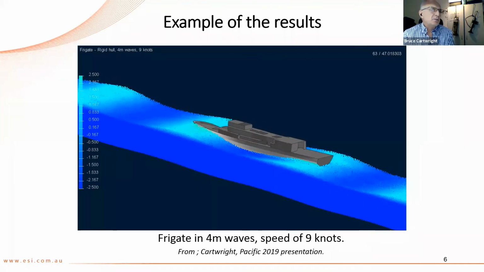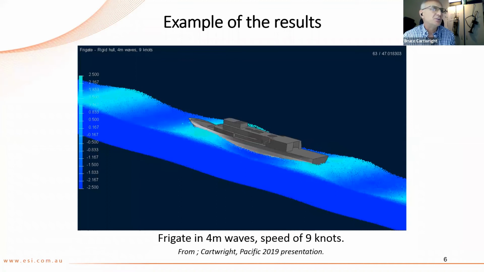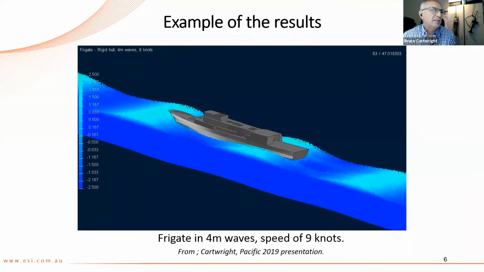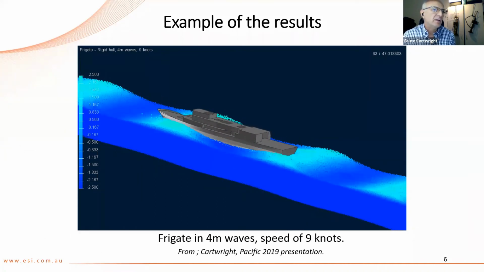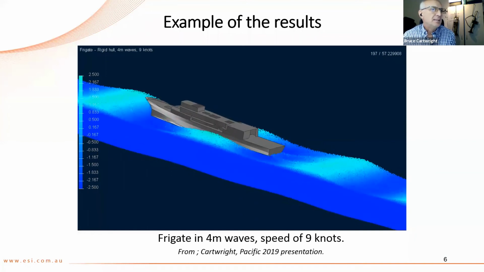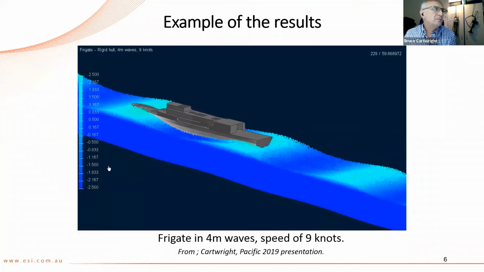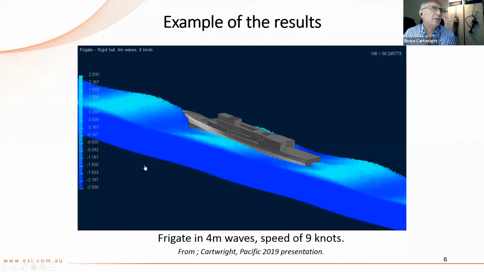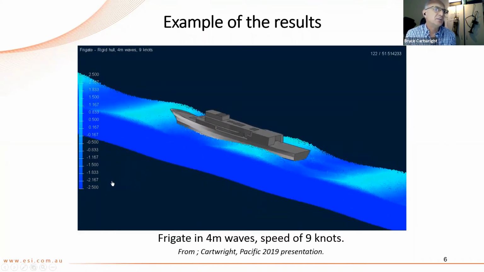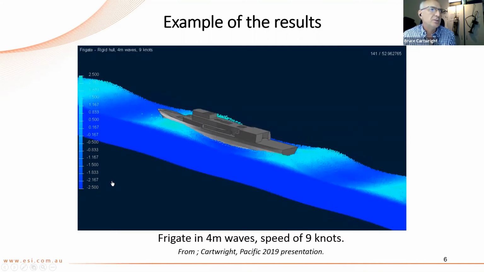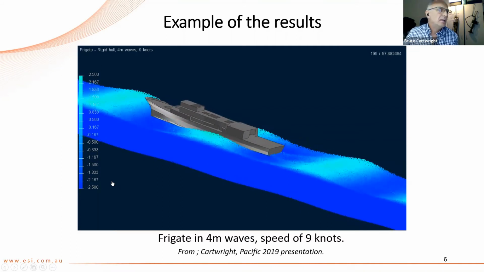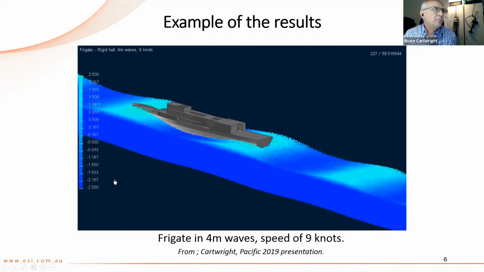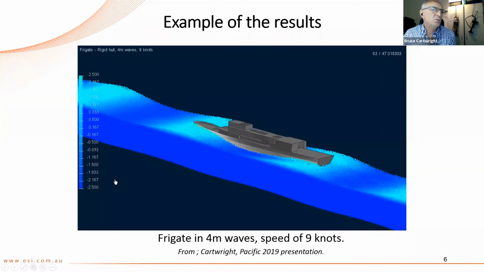So here's a snapshot and a bit of a teaser as to what this project is all about. This is a generic frigate going along in 4-meter waves at a speed of 9 knots. You can see the fluid behavior there. There's all sorts of things, a bit of splash at the bow, and there's some turbulence near the transom. We'll have a look at these in closer detail later on in the presentation. But that's in a nutshell what we're trying to do here.